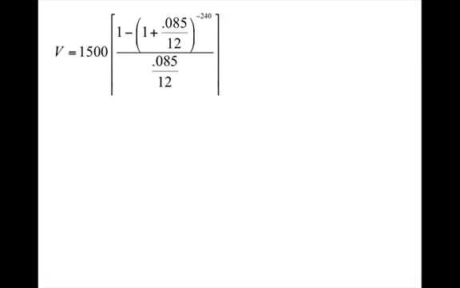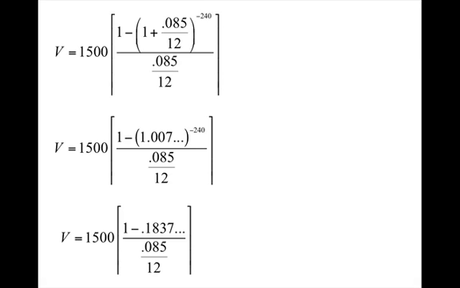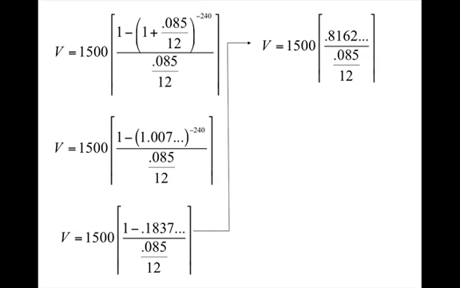So let's look at those steps on paper. When I typed the 1 plus 0.085 divided by 12, that gave me 1.007, and that decimal continued on. Then when I raised that to the negative 240th power, I got 0.1837. Now you subtract this from 1 by making it negative and then adding 1. And when you did that, you get 0.8162.